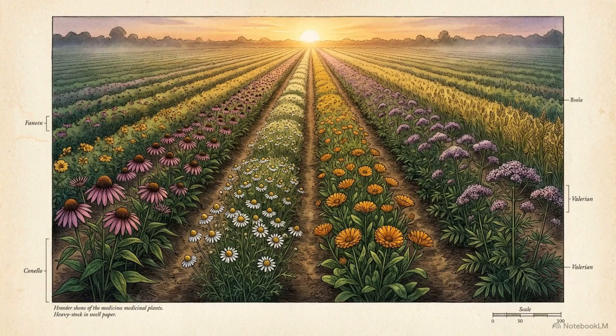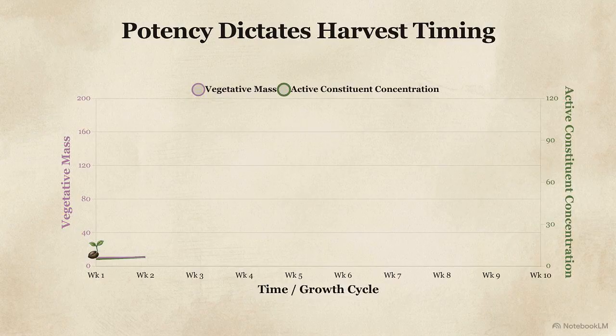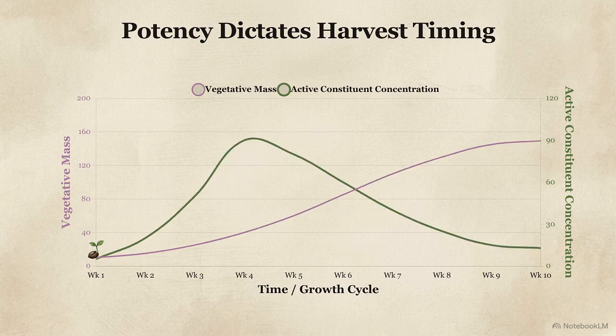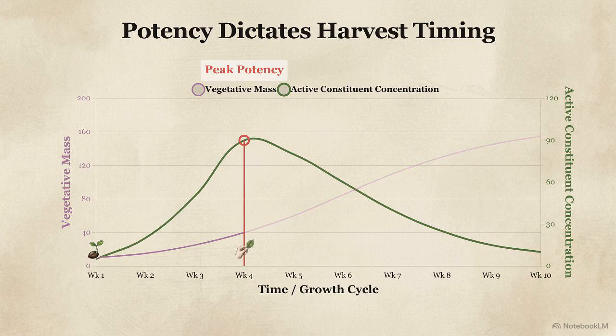The transition from the field to the processing facility is governed by the harvest window. Here, producers face an inherent conflict between physical mass and chemical potency. This chart plots total vegetative mass against the concentration of biologically active constituents. The data reveals a critical divergence. The maximum concentration of active chemicals occurs independently of the plant's maximum physical growth. The rules mandate that the precise timing of the harvest must be dictated solely by peak constituent concentration, even if it means sacrificing overall vegetative mass.